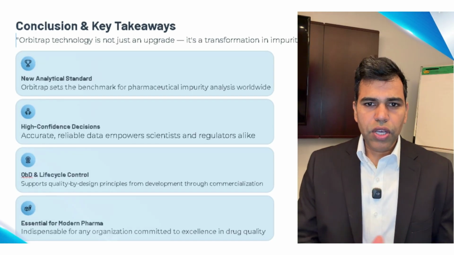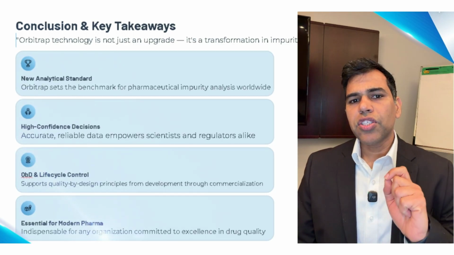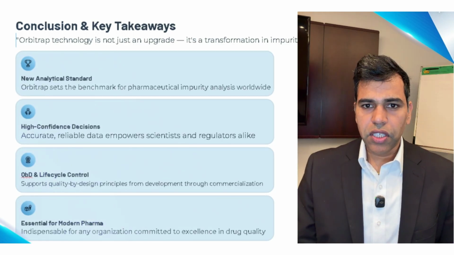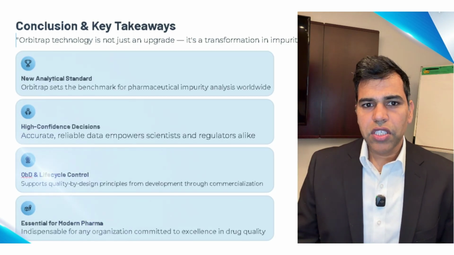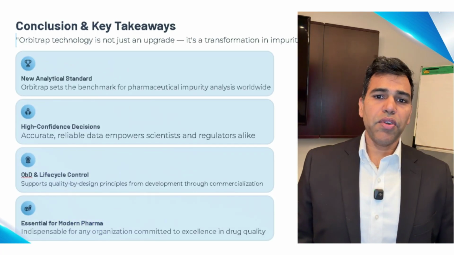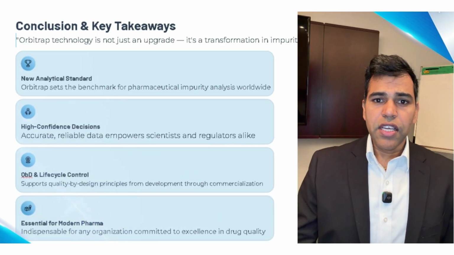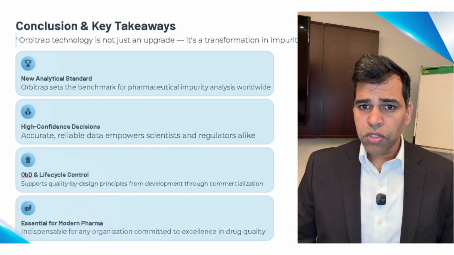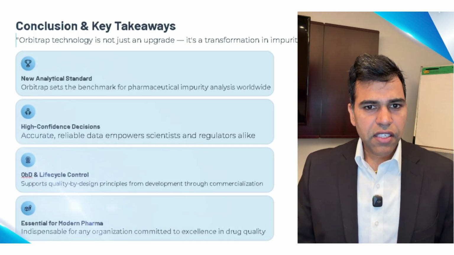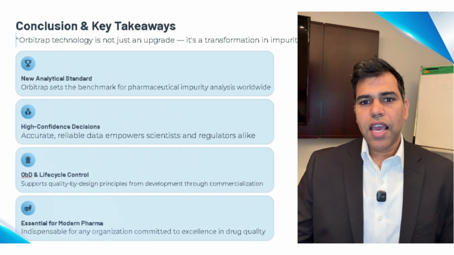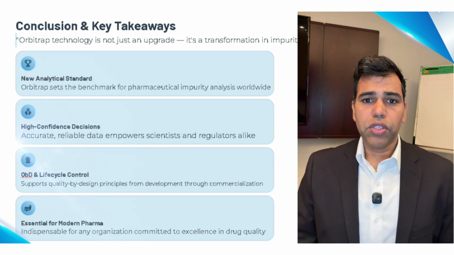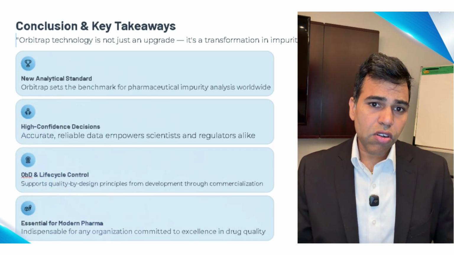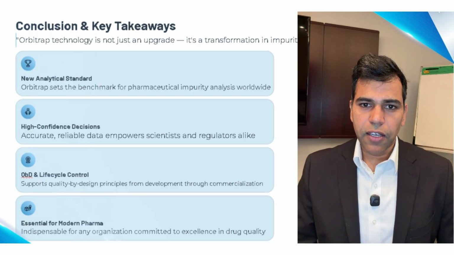So to bring it together, Orbitrap isn't just a better mass spectrometer, it's a transformation in how pharmaceutical impurity science is practiced. It gives you high confidence identification of unknowns, compliance ready datasets, faster timelines, and the analytical backbone to support quality by design across the entire drug life cycle.